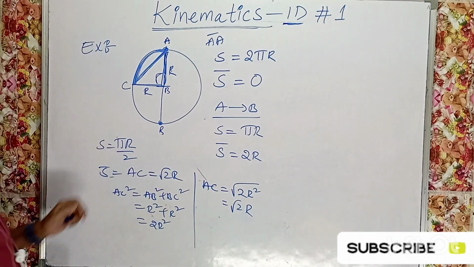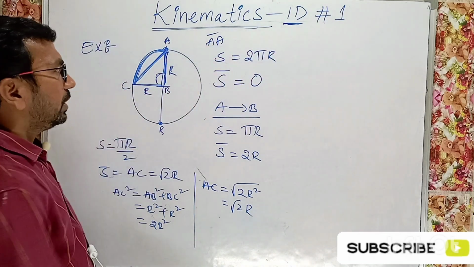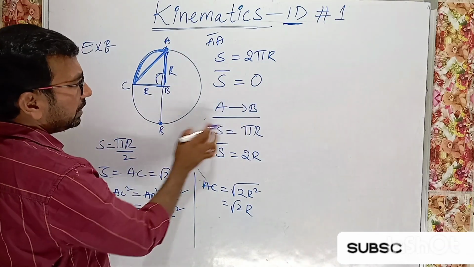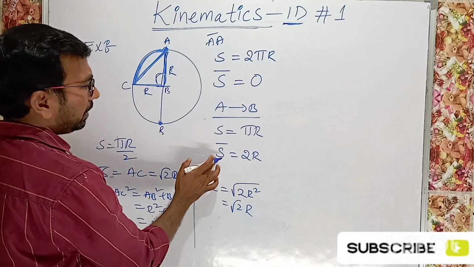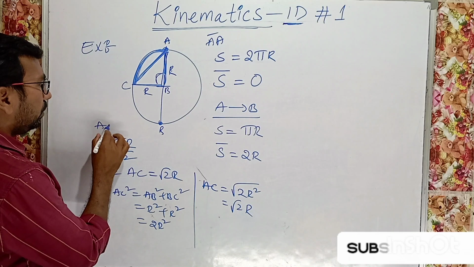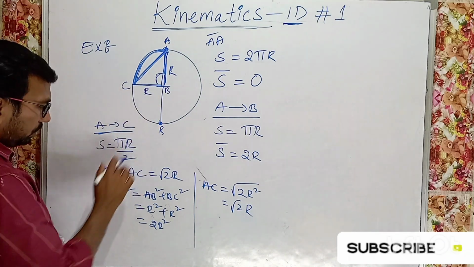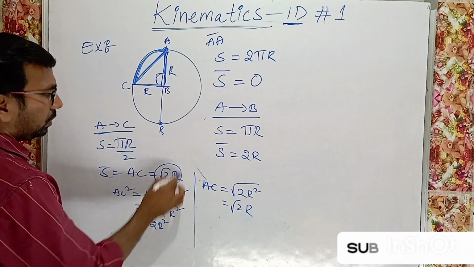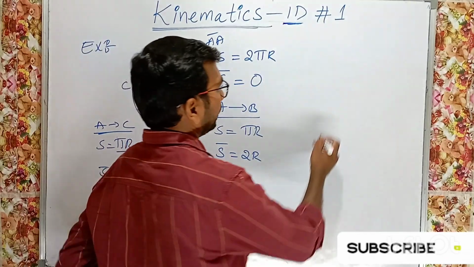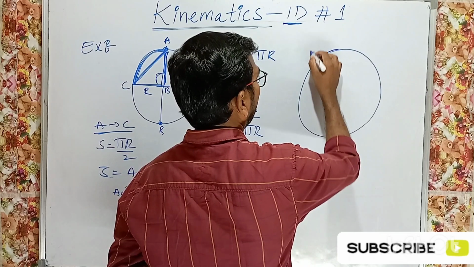Okay. A person moves A to A: distance is equal to 2 pi r, displacement is equal to 0. In case the person moves A to B, distance is equal to pi r, displacement is equal to 2r. In case the person moves A to C, distance is equal to pi r by 2, displacement is equal to root 2 r.